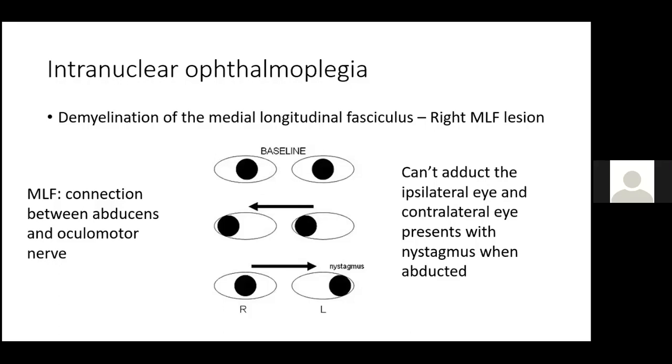Now, if you get a lesion in that, like in this example where there's a lesion in the right MLF, you can't adduct the eye, and the other eye, the one that's abducting, will present with nystagmus. The ipsilateral eye will not be able to adduct. So that's an example of a right MLF lesion, and that's what we call internuclear ophthalmoplegia. Optic neuritis is the most common one, but patients can also get internuclear ophthalmoplegia in MS.